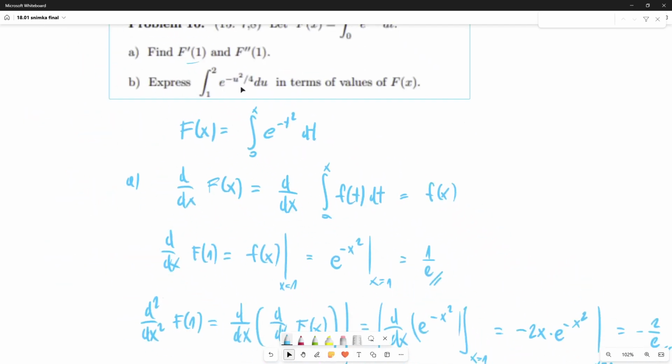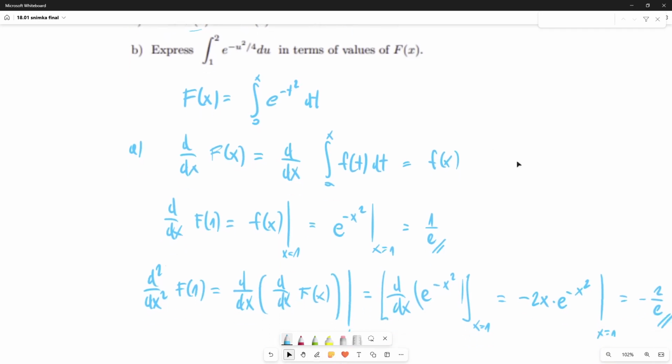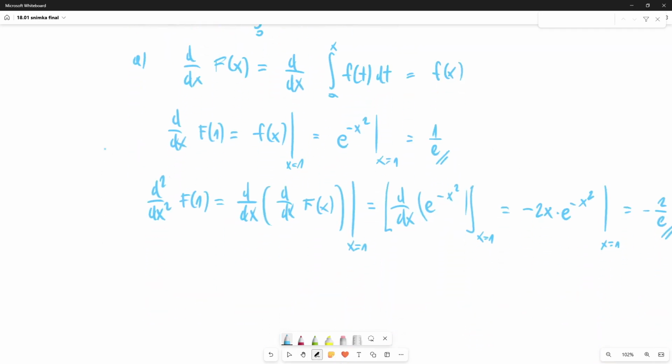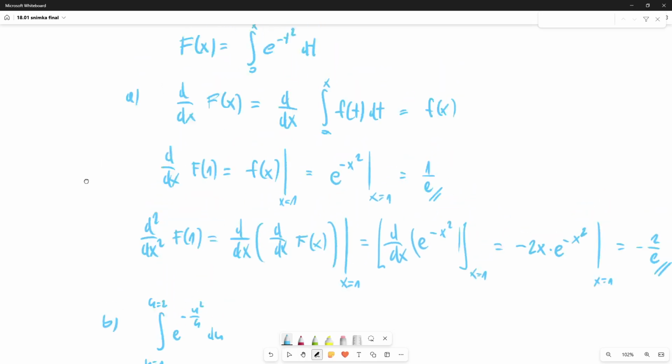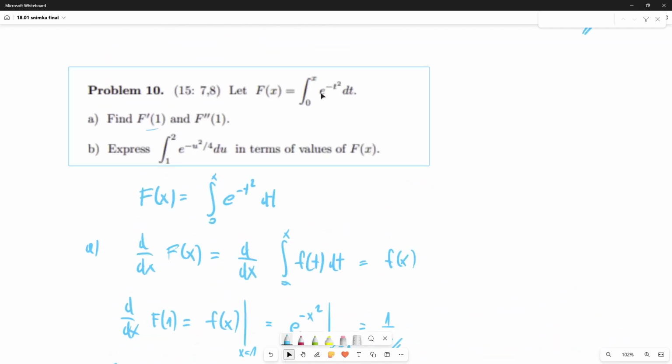In part B, we have a different expression, and we have to express it in terms of values of F of x. So we have an integral of e to the power of minus u squared over 4 du, where u goes from 1 to 2. But the expression that we need is actually the expression where the integrand function is e to the power of minus t squared.